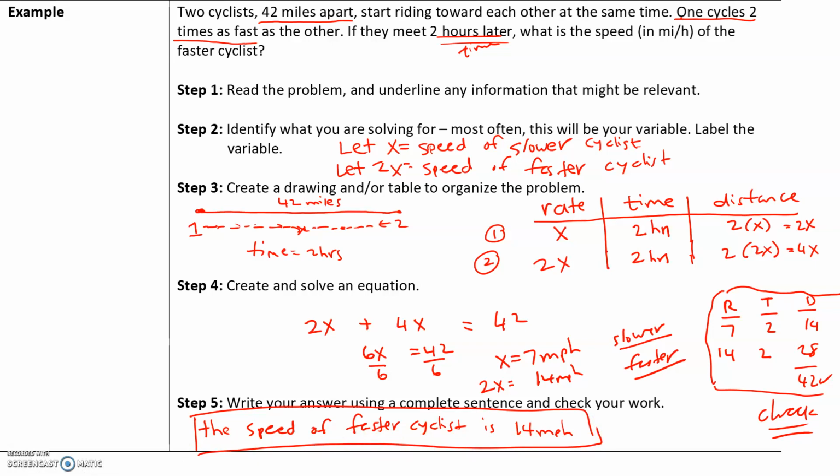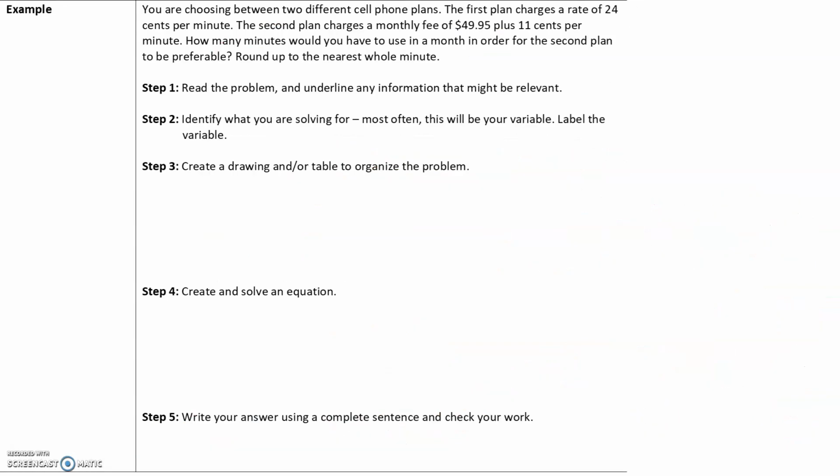Okay, let's do another one. You are choosing between two different cell phone plans. The first charges a rate of 24 cents per minute, so the first one has no monthly fee. The second plan charges a monthly fee of $49.95 plus 11 cents per minute.